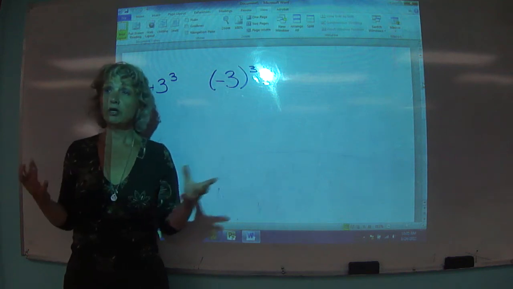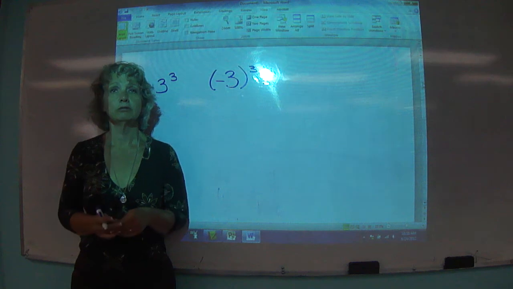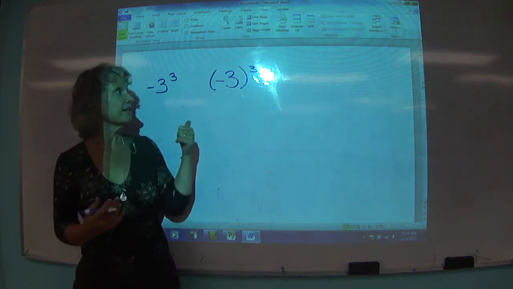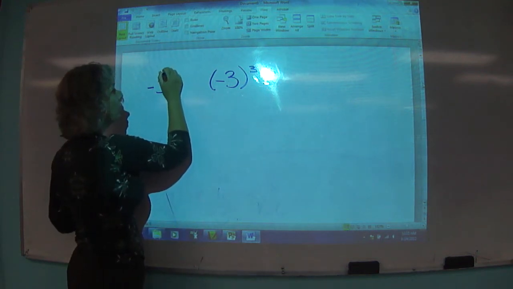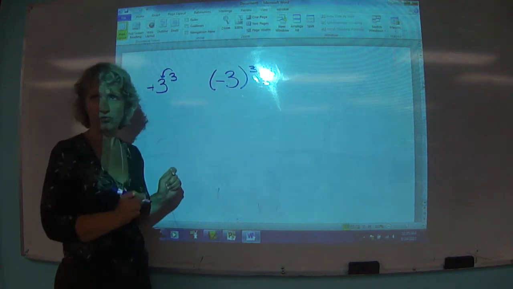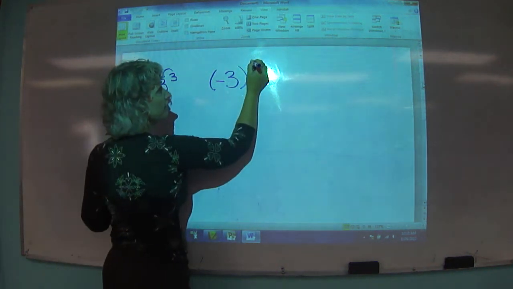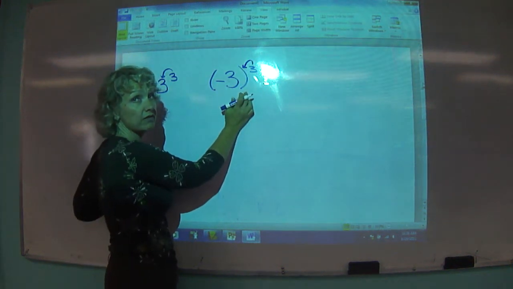And I'll tell you why. You know when you're in a big group of people and somebody leans right up against you, does it affect you? Yeah, it does. That's how exponents work. Because the exponent only affects what it's right next to. It doesn't affect what it's not right next to. So in this case, the exponent's actually affecting the parentheses.